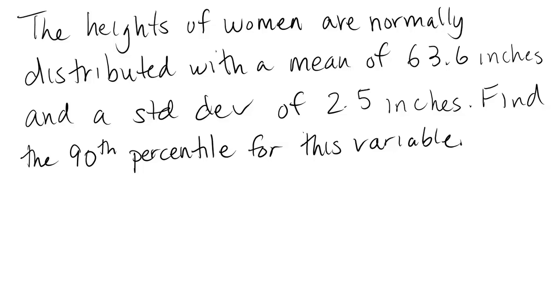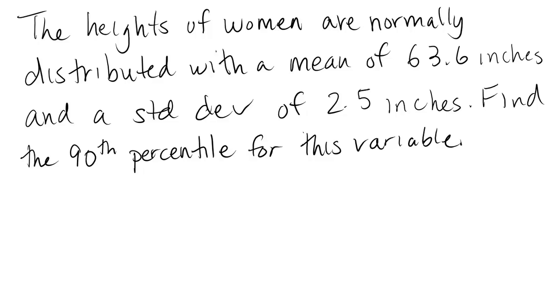The heights of women are normally distributed with a mean of 63.6 inches and a standard deviation of 2.5 inches. Notice the different kind of question here. It doesn't tell us to find a probability. It says find the 90th percentile for this variable. So here we're not being asked to find the likelihood of an event. We're being asked to find a value of the variable given its rank, its percentile. In a sense, that percentile is already an area.